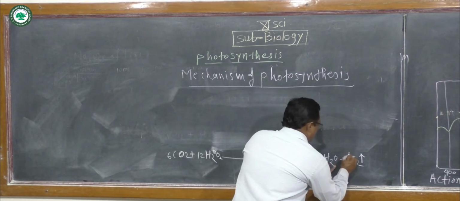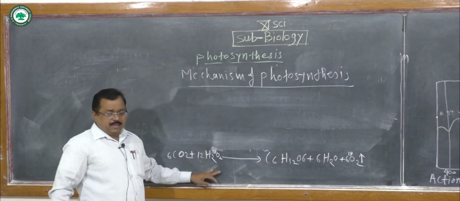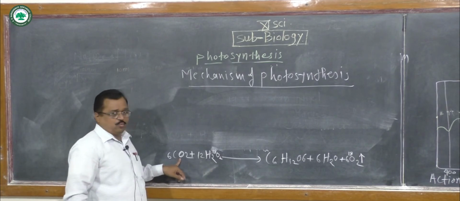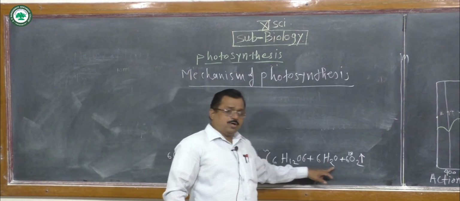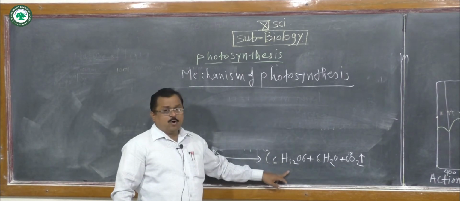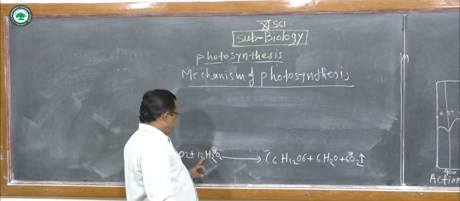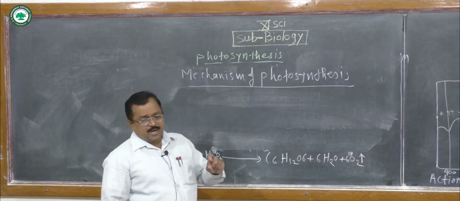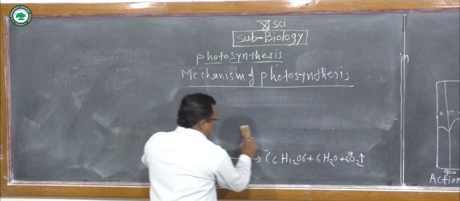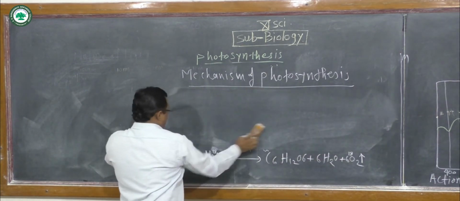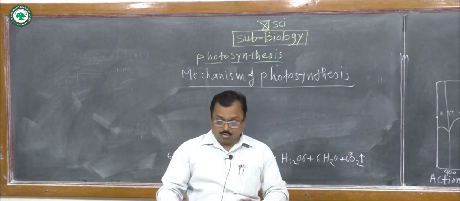It was found that the evolved oxygen is oxygen 18 as an isotope, not from the CO2, and it is confirmed that during photosynthesis water is split and oxygen is evolved. Means here water is utilized as a source of hydrogen and oxygen is evolved. That is about the confirmation of the evolution of oxygen. The oxygen is evolved from the water and not from CO2.